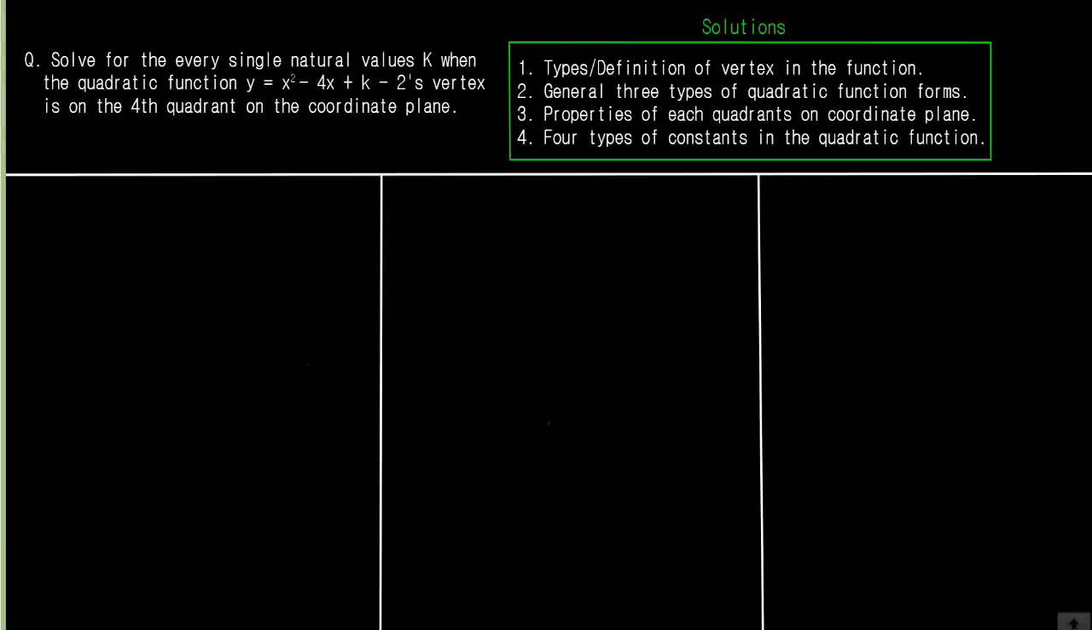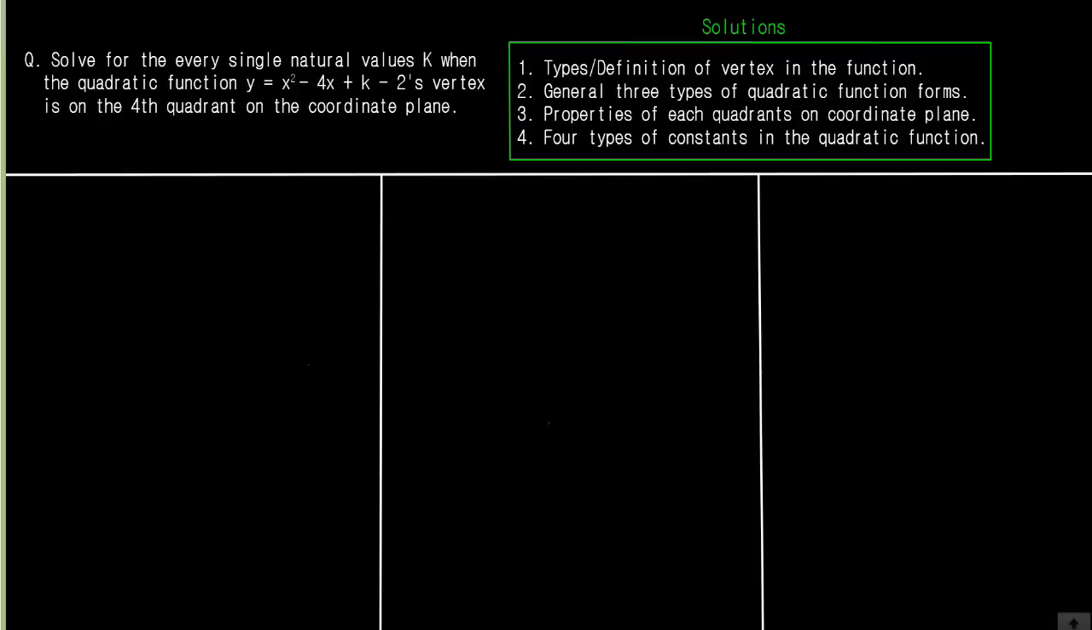The question is to solve for the natural number k's values. Find every natural number value k for which the vertex of the quadratic function y is equal to x squared minus 4x plus k minus 2 is in the fourth quadrant of the coordinate plane.